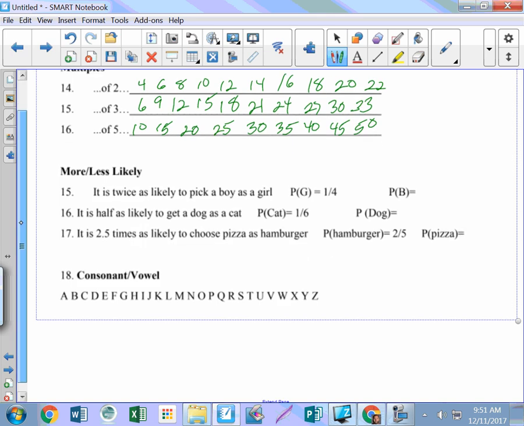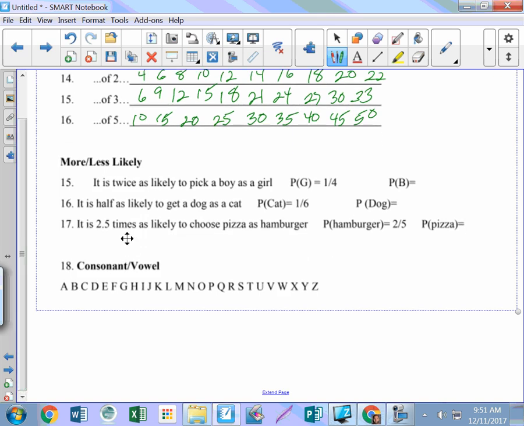All right, more likely or less likely to happen. It is twice as likely to pick a boy as a girl. Probability of a girl is 1/4. So if it's twice as likely to get a boy, we need to take 1/4 and multiply it times 2, which is 2/4, which is 1/2.